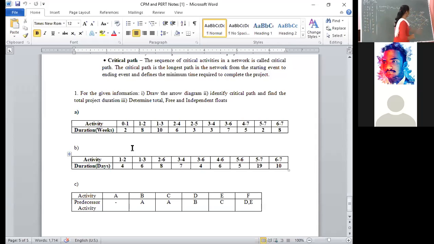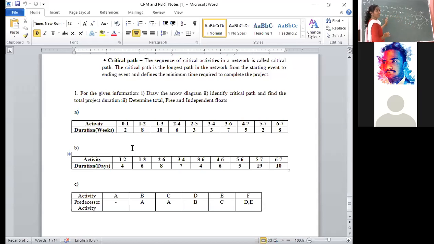What is the E5 value? That is 13, plus the time duration for 5 to 7, which is 2 weeks. That is 13 plus 2, comma. E4 value you know, that is 16, plus 4 to 7, which is 5, comma. E6 value is 19, plus 6 to 7, which takes 8 weeks. This is equivalent to maximum of 15, comma 21, comma 27. This is equal to 27.